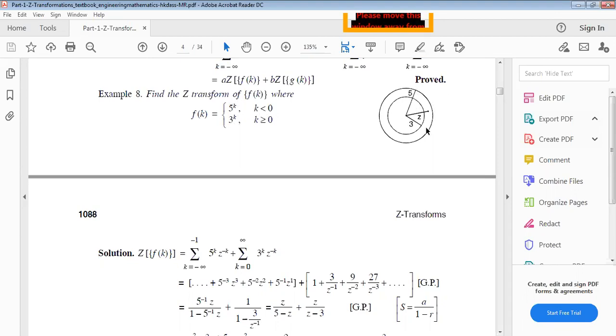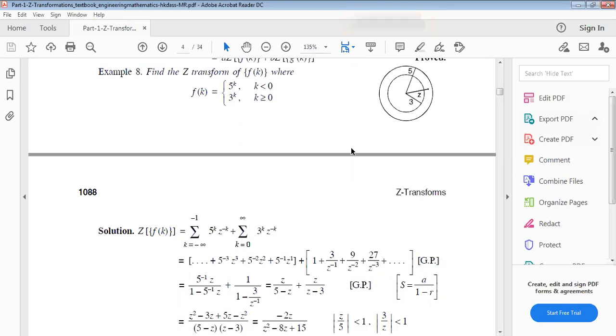So we can draw a circle for 5 radius and another circle of 3 radius. We can draw. This is the complex plane. This will be in the complex plane.